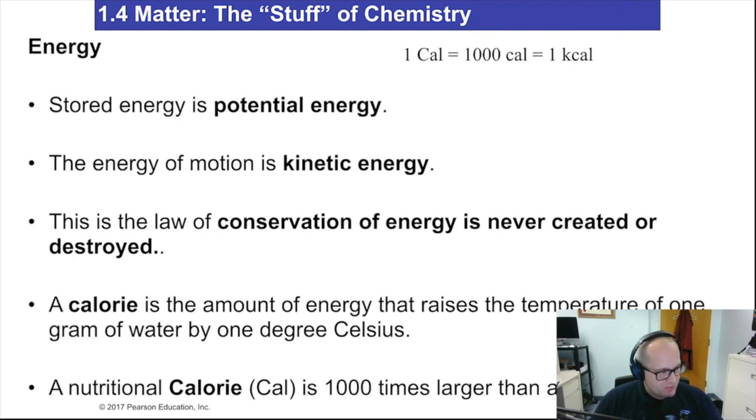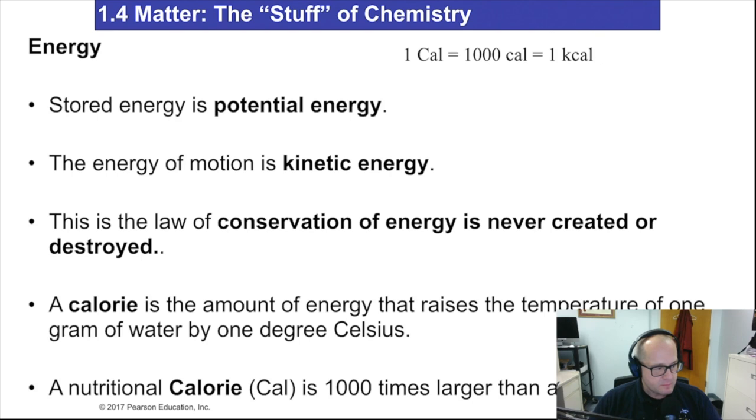Now, there's this thing called the law of conservation of energy, which means energy is never created and it is never destroyed. It's just converted. So it can either be converted to potential energy or to kinetic energy, but you never lose it. It always goes somewhere. Okay?